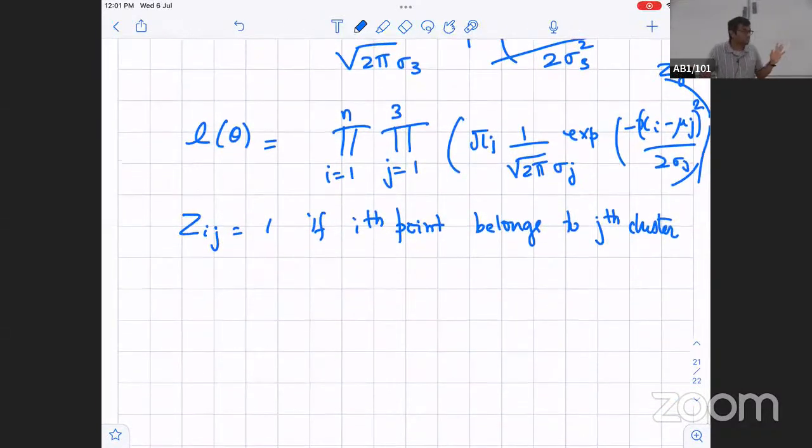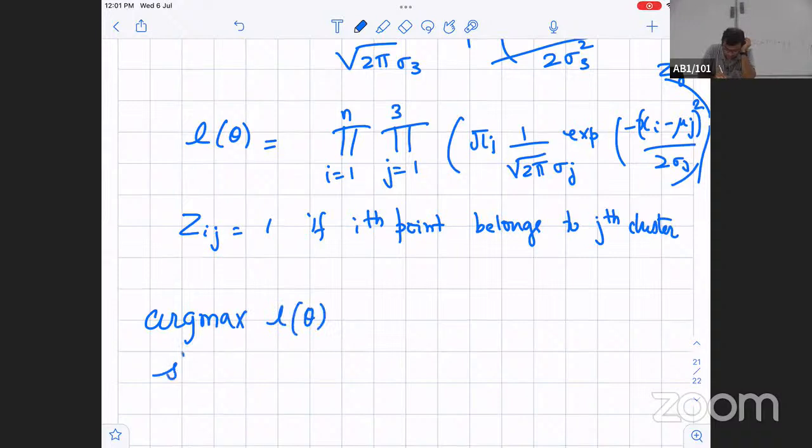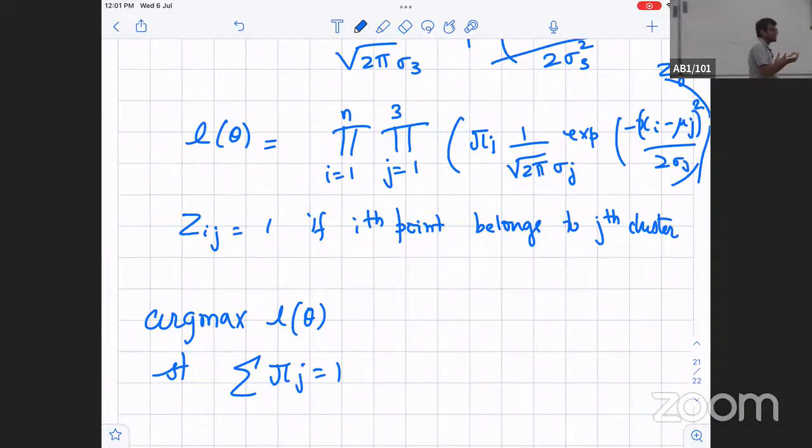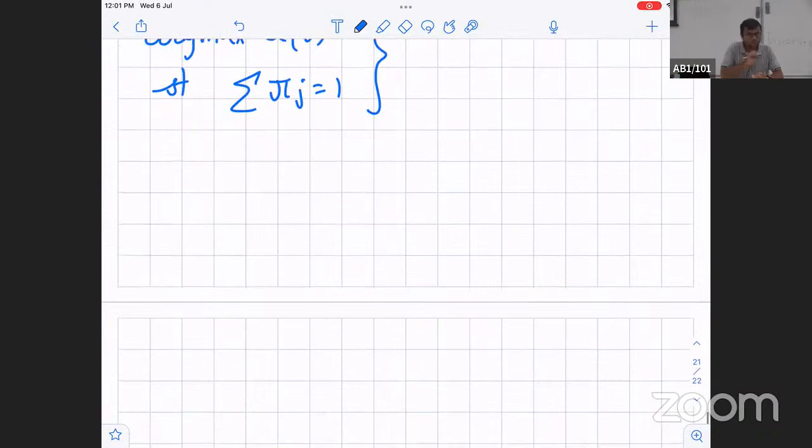Now to solve this, what we need to do is find the argmax, right? What values maximize this likelihood, subject to the constraint that summation pi j should be equal to 1. That extra constraint is there. I cannot take any pi j's I like. They should satisfy this. So this is what is called constraint optimization. I don't know whether you saw this yesterday, but this one you have to use a little bit more complicated method, but I will not go into the detail. I'll just tell you what is the final outcome.